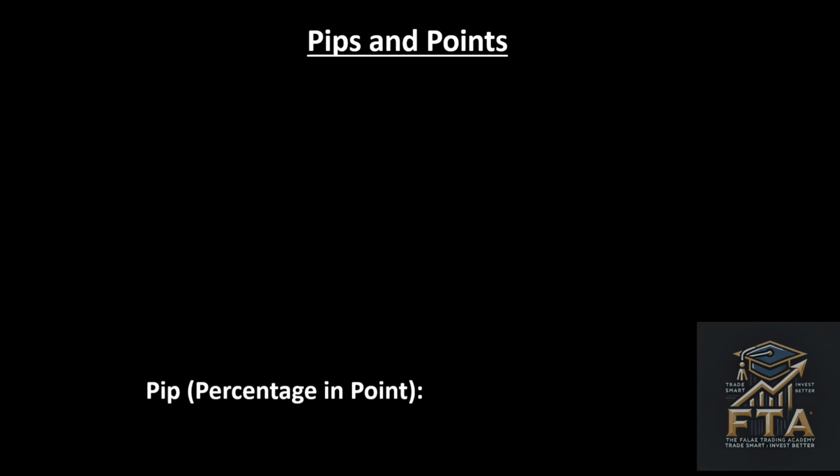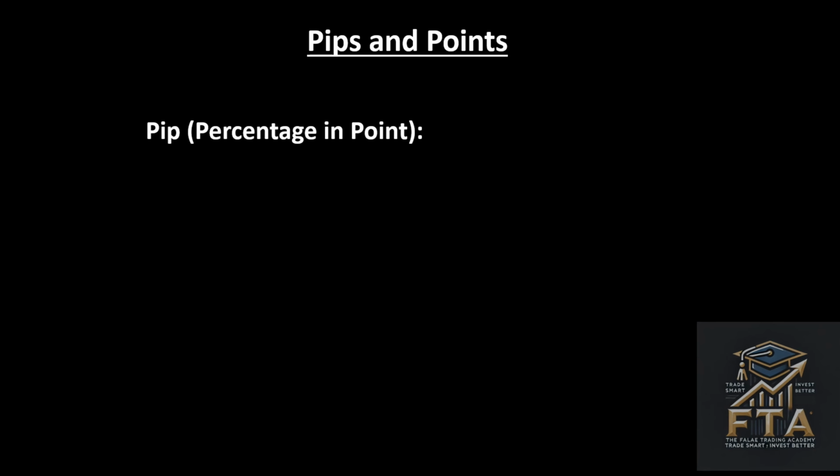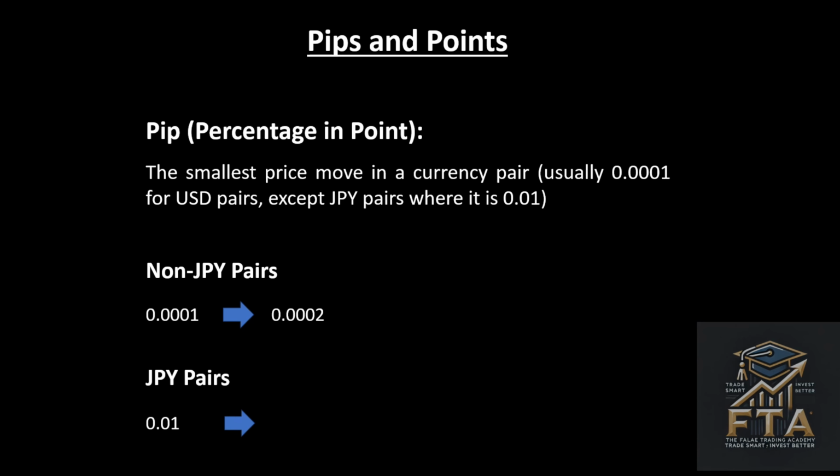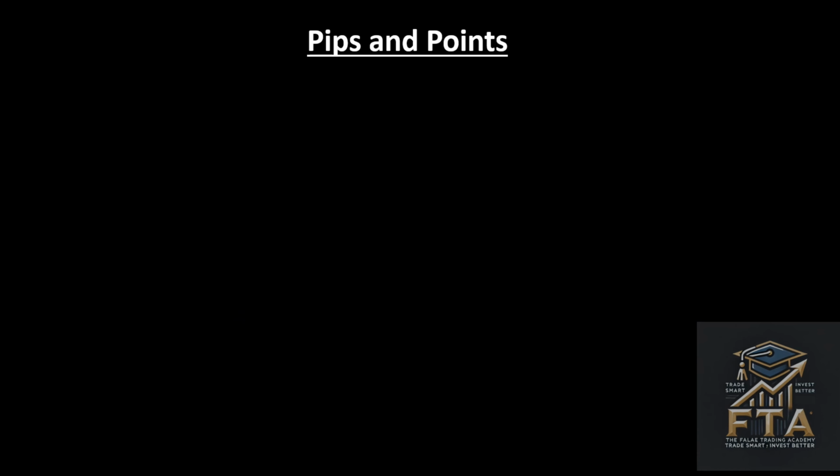Pips and points. A pip, which is percentage in points, is the smallest move in a currency pair and is represented by 4 decimal places, 0.0001 for USD pairs, except in Japanese yen pairs where it is 0.01. So in non-Japanese yen pairs, you're moving from 0.0001 to 0.0002. With Japanese yen pairs, it is 0.01, and a movement in price would be to 0.02. So there are only 2 decimal places with the Japanese yen pairs.